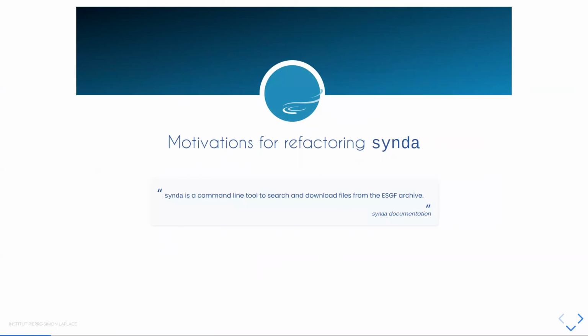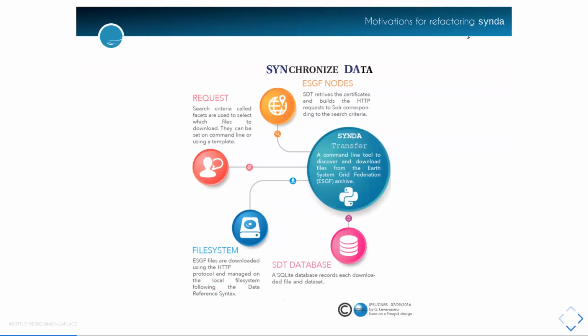All right, so I took a quote from the Synda documentation, which goes, Synda is a command line tool to search and download files from the ESGF archive, which sums it up pretty well. So how does it work? I will just go back quickly over how Synda works, and then we can talk more about ESGpull.